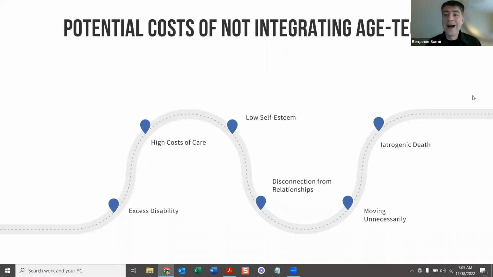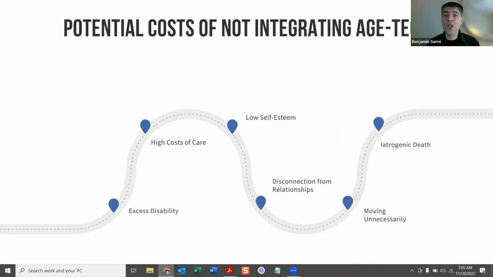High costs of care. A lot of times someone is living with challenging situations, and so we choose an option for them that is actually really expensive. Maybe it's like paying for a nursing home out of pocket or something, right? When we really didn't need to do that if we used age tech appropriately.